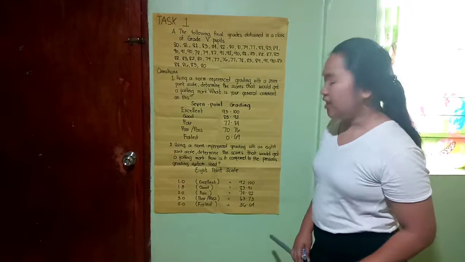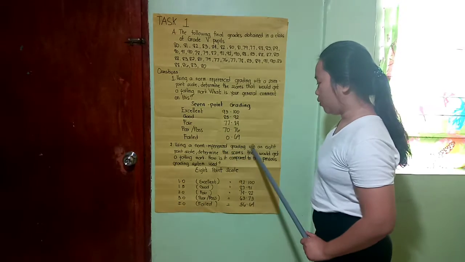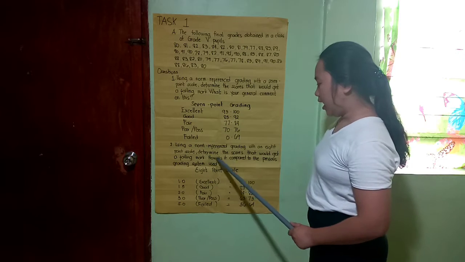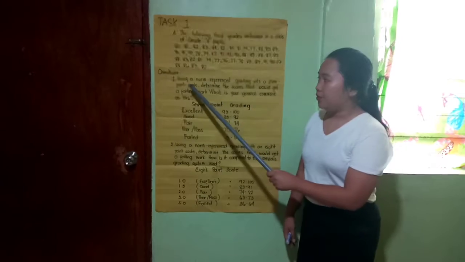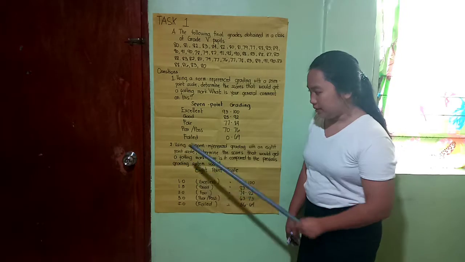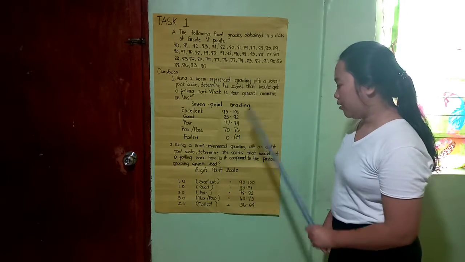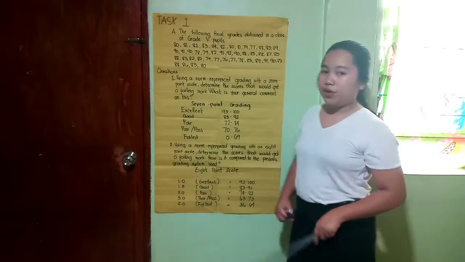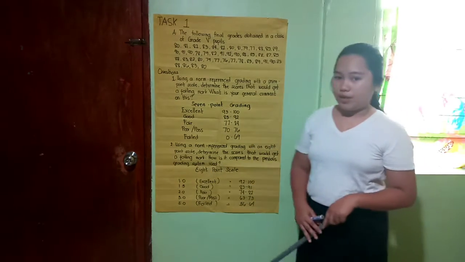We're going to answer question number 2. Using a norm-referenced grading with an 8-point scale, determine the scores that would get a failing mark. How is it compared to the previous grading system used? As you can see, the first question uses a 7-point grading, while the second question uses an 8-point scale. So to compare them, there are differences between these point scales of grading. Overall, the Grade 5 pupils have no failing grades.